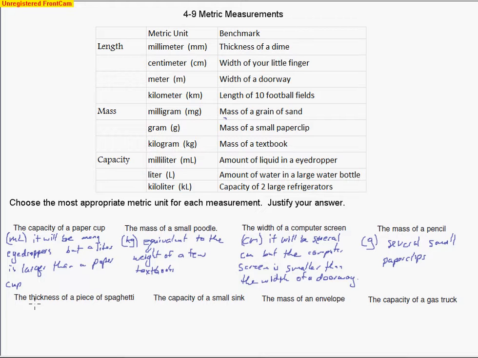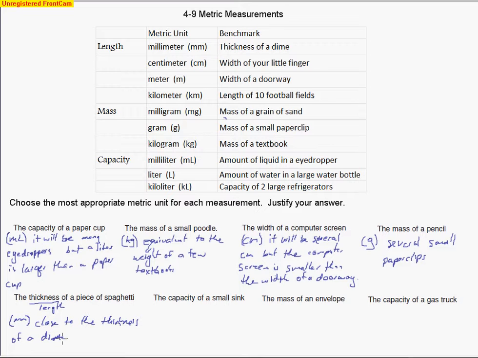Now we're dealing with thickness. So thickness is length. And so now I need to go to the length, and I'm dealing with either meters, centimeters, millimeters, or even kilometers. But now I'm just dealing with a piece of spaghetti. So spaghetti is pretty small, so I would go with the thickness of a dime. That'd be pretty close to the thickness of a piece of spaghetti, depending on the type that you're dealing with. It might be 1 or 2 thicknesses of a dime. So I would go with millimeter, and the main reason is it is close to the thickness of a dime.